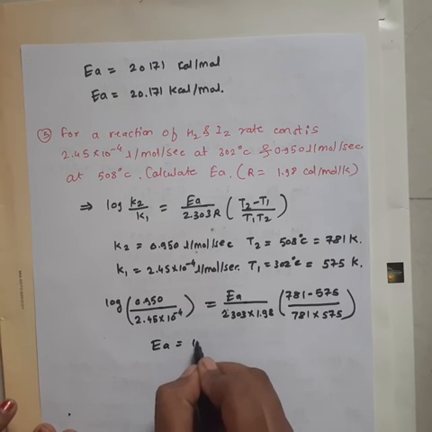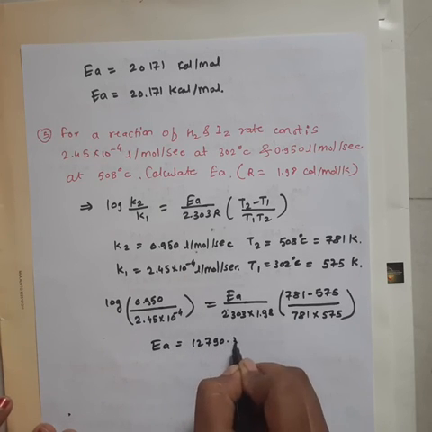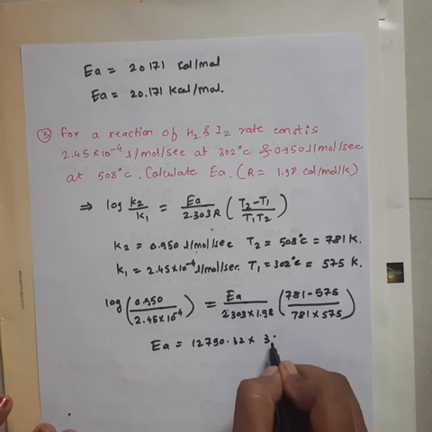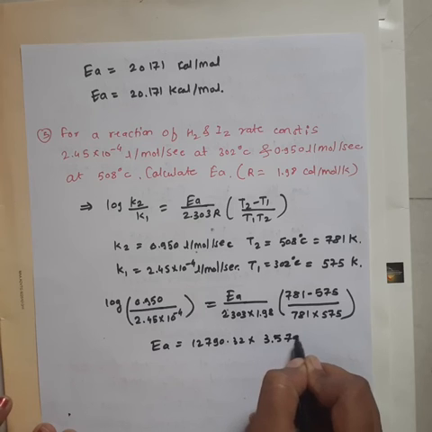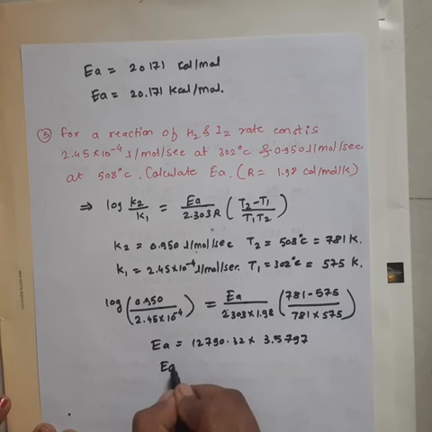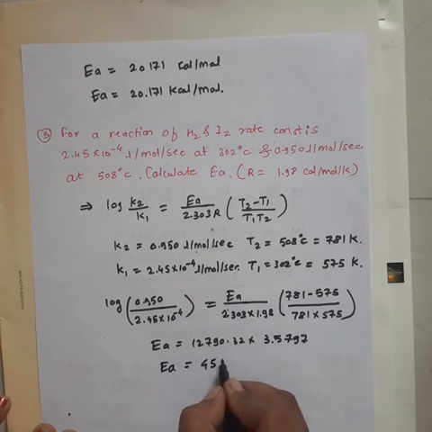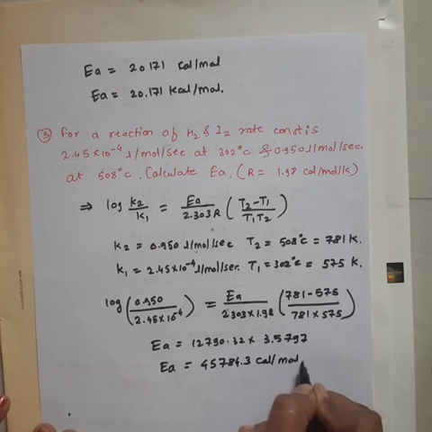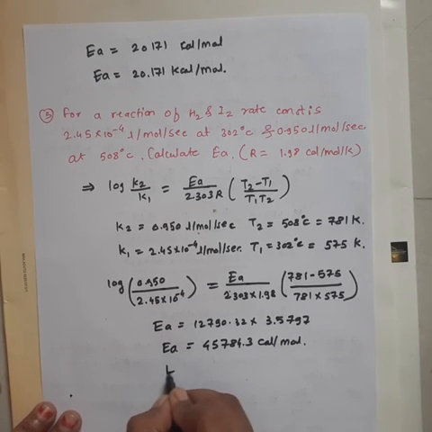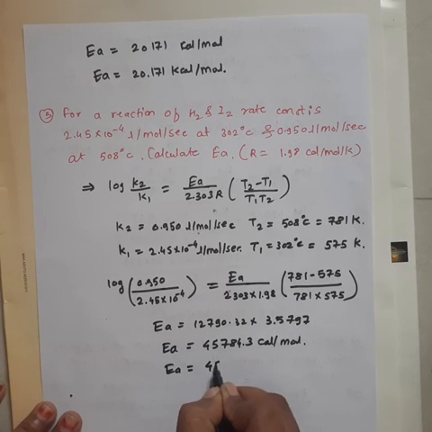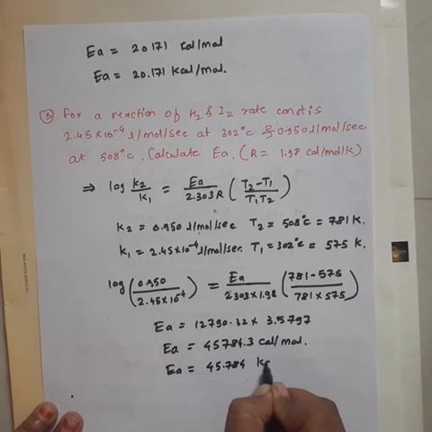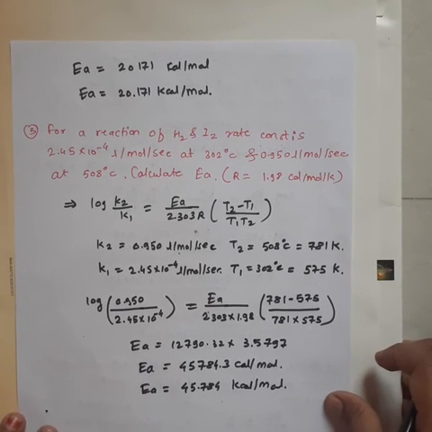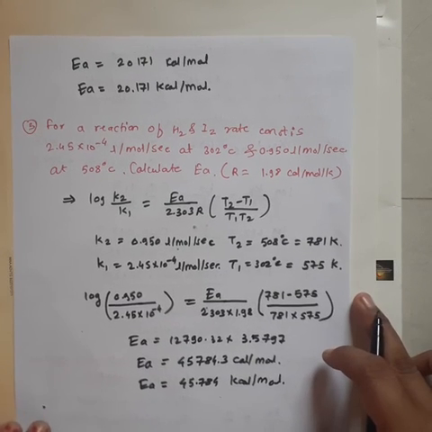Ea is equal to 12790.32 into the value of the log, which is 3.5797. Therefore we got the activation energy Ea equal to 45784.3 calorie per mole. Or in kilocalorie, how can we write this? Ea is equal to 45.784 kilocalorie per mole. In this way we can calculate the activation energy from the Arrhenius equation.